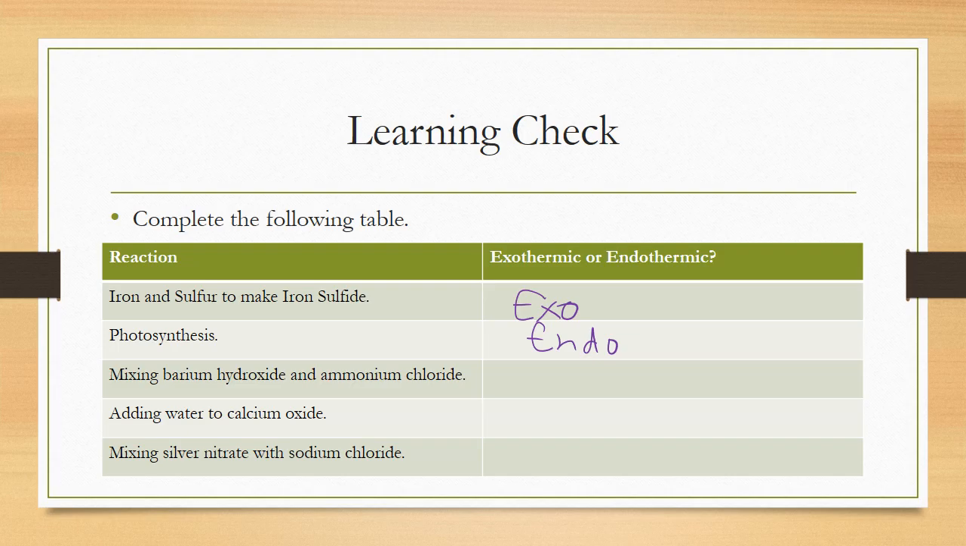Okay, mixing barium hydroxide and ammonium chloride. I don't know if you've done that before. It's a very cold reaction. Okay, it's endothermic. Energy required from the atmosphere or the surroundings to let that reaction occur.